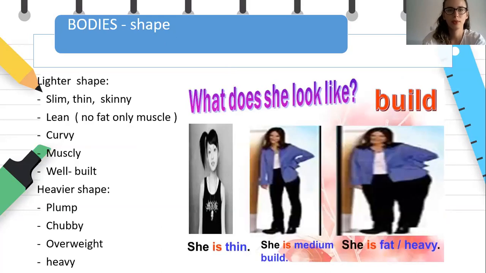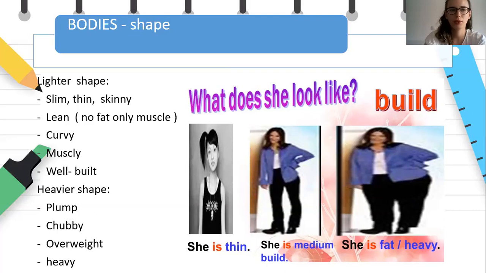Next, the shape of a body. You should be careful when describing the shape of a body because you don't want to hurt people's feelings. What does she look like? She is thin. She is medium build. She is heavy or fat. But not to be offensive, don't use fat, you can use heavy.